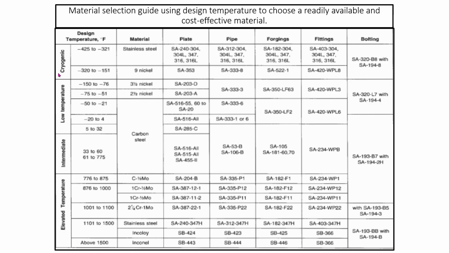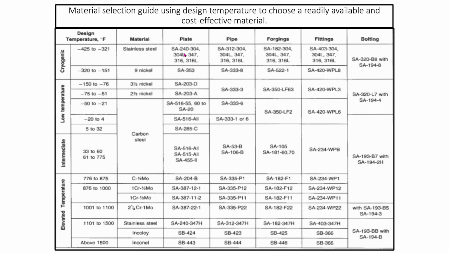If you see the cryogenic application, meaning the temperature below minus 425 to minus 321 degrees Fahrenheit, then the material should be only stainless steel, and the plate material should be SA 240 304, 304L, meaning low carbon, 347, 316, which has molybdenum, and L means low carbon. These are the materials specified for procurement of the plate.